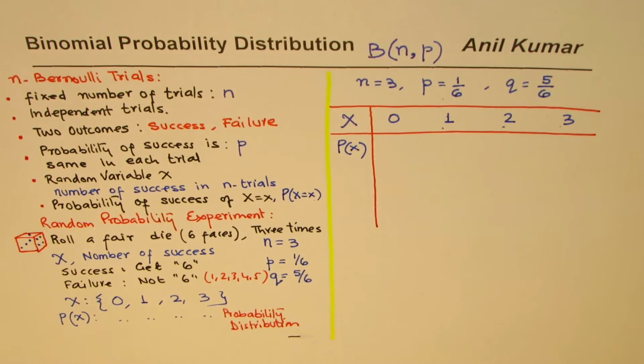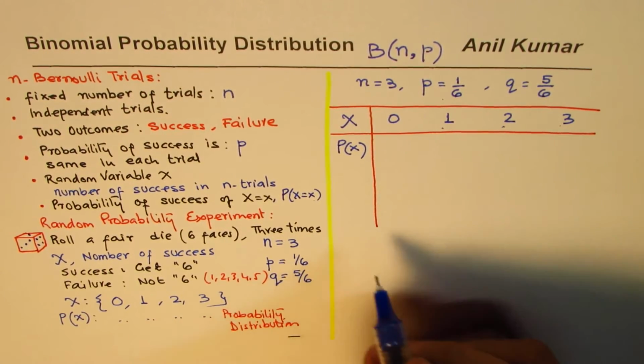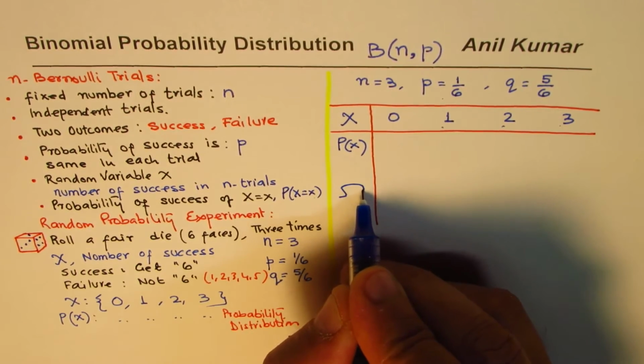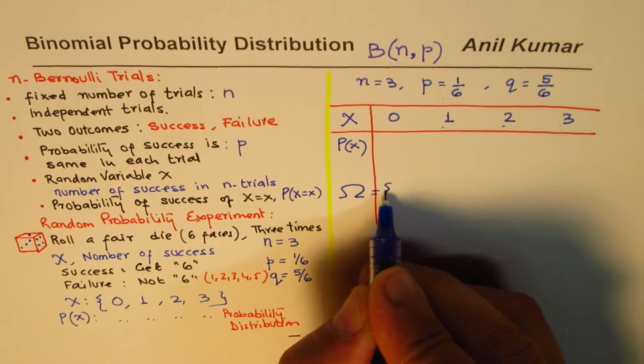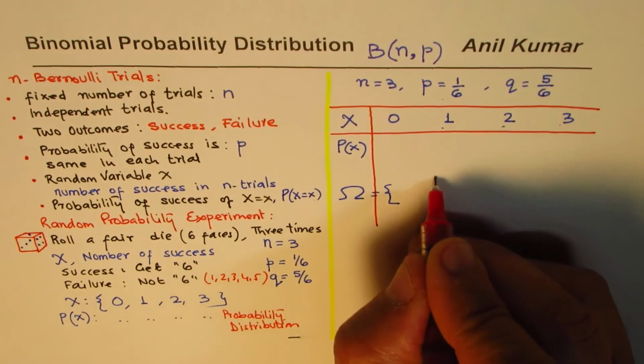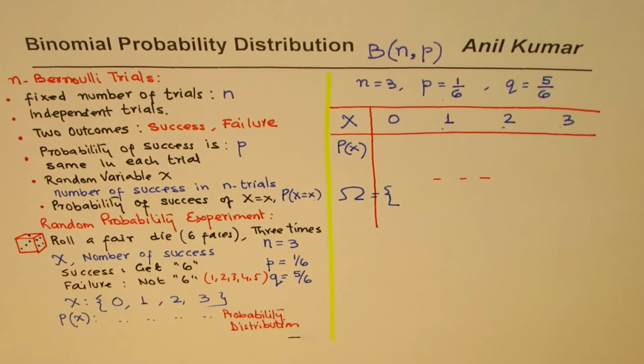Now let's look into the sample space. Let's do the calculations. I need a lot of space here. So we'll do the sample space. What are the possibilities? When I'm throwing the die 3 times, I could get 6 or I could not get 6.